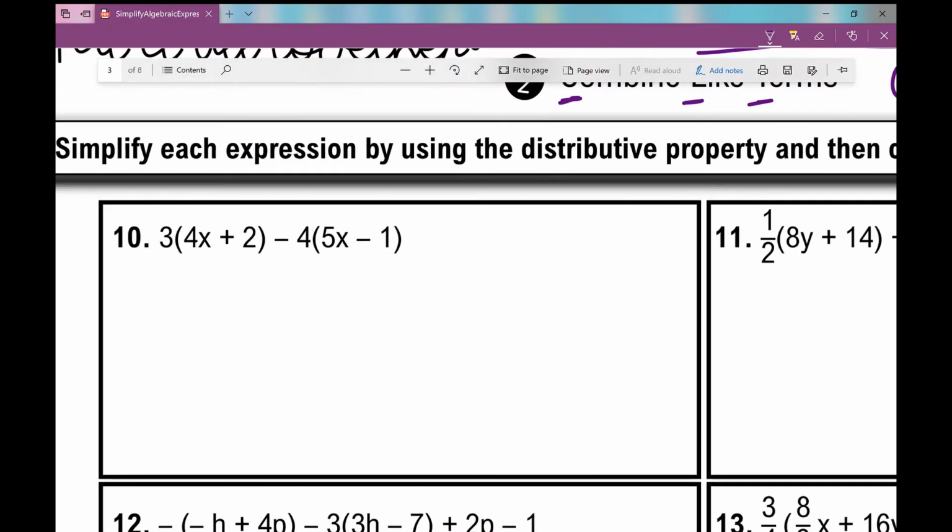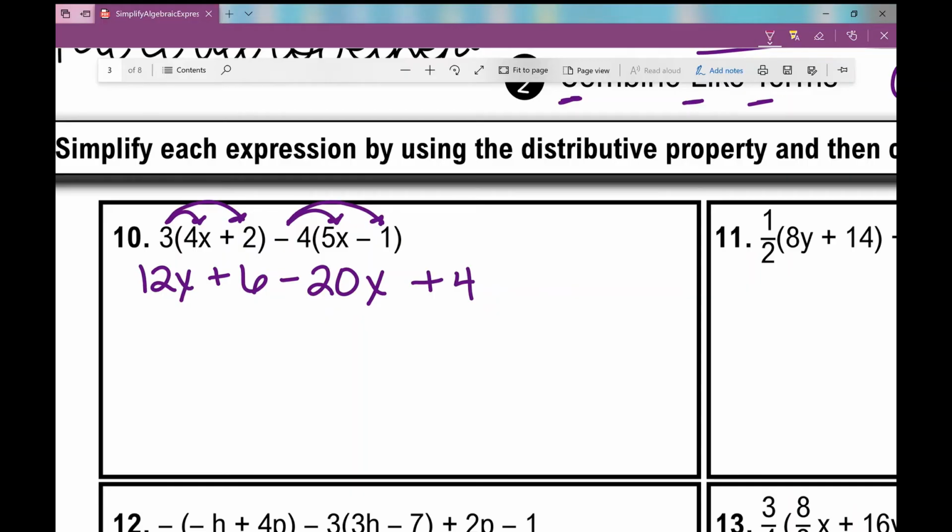We distribute. So in this first set right here, I've got 2 sets of parentheses. I'm going to be distributing a 3 into the first set of parentheses and a negative 4 into the second set. Remember, sign in front goes with the term. So 3 times 4x is 12x. 3 times 2 is positive 6. Negative 4 times 5 is negative 20x. Negative 4 times negative 1 is positive 4. And now we've removed our parentheses, so now we can combine like terms.